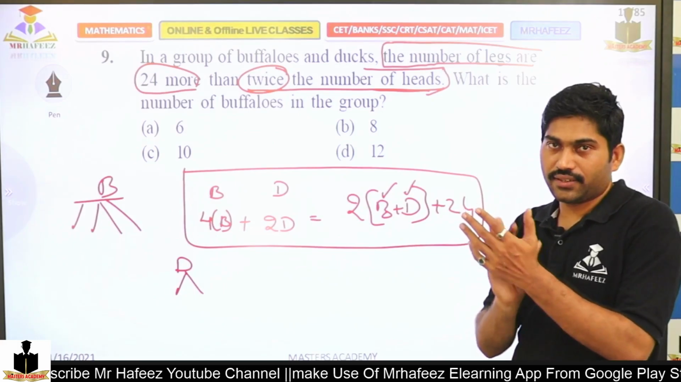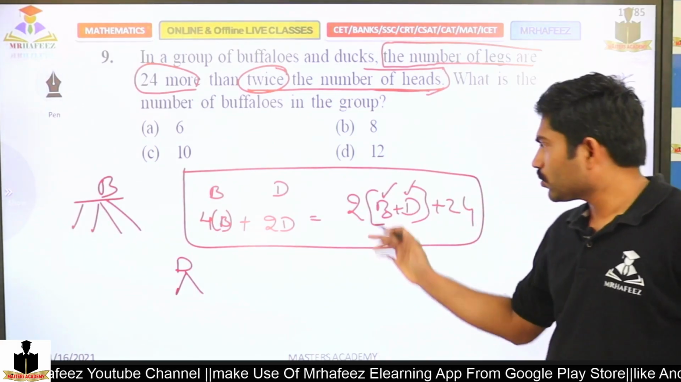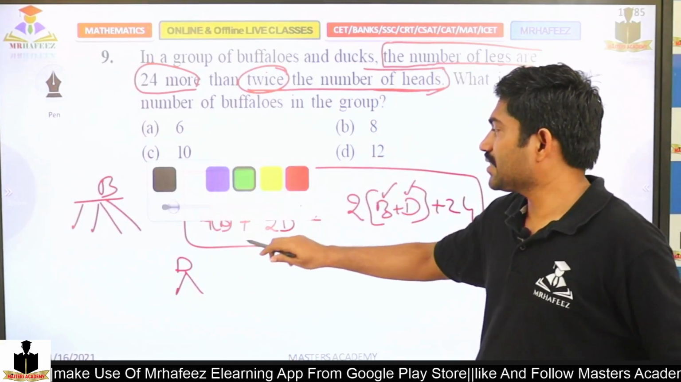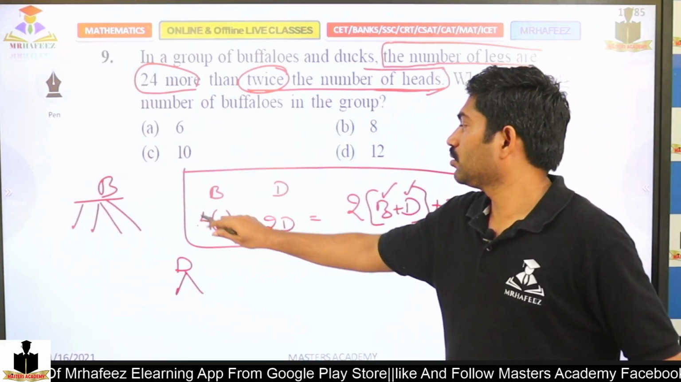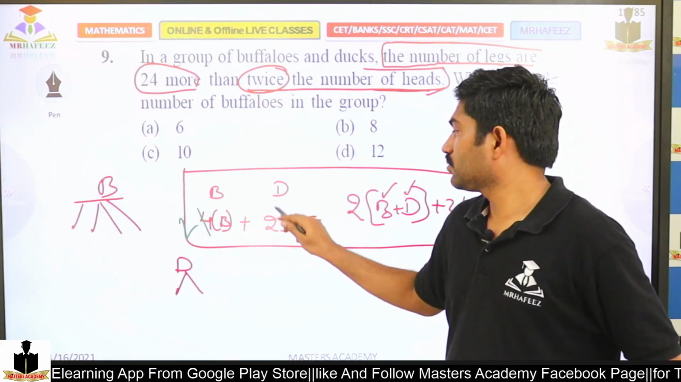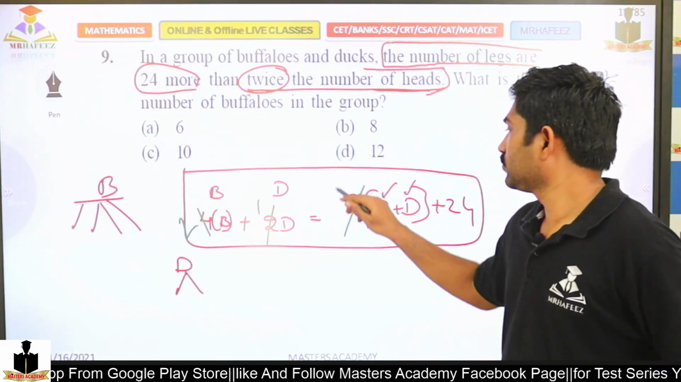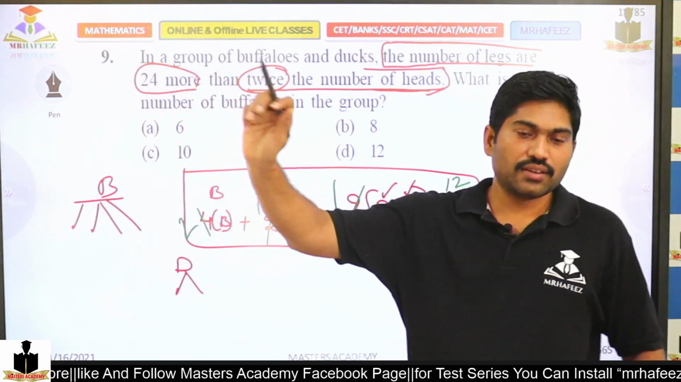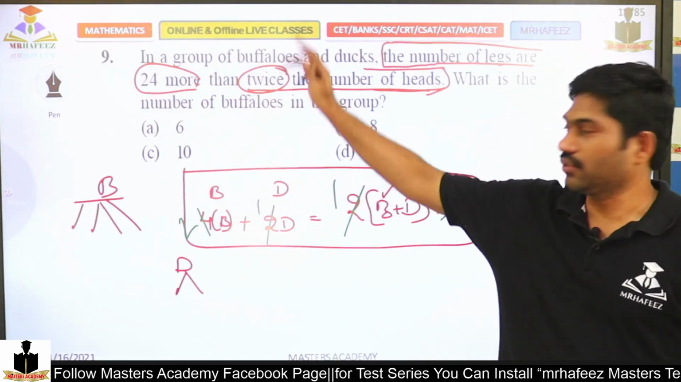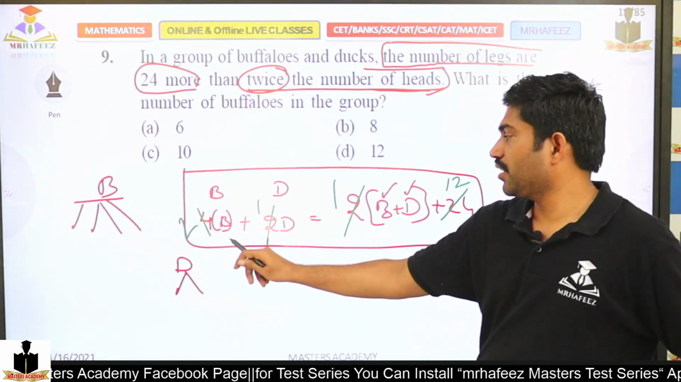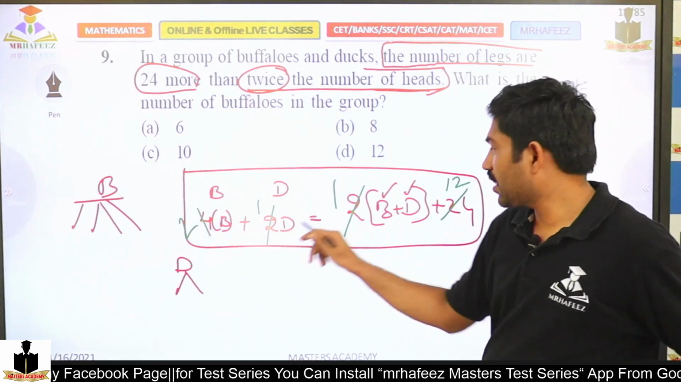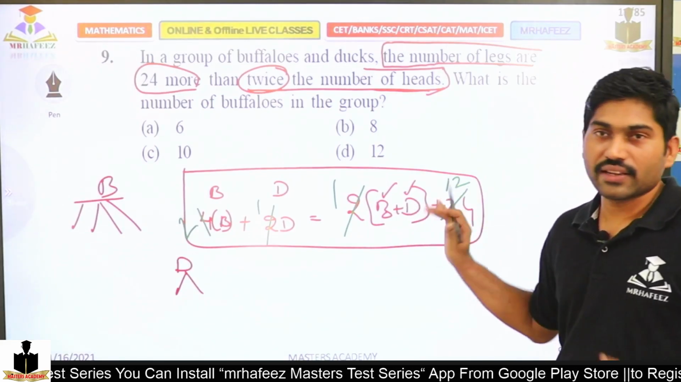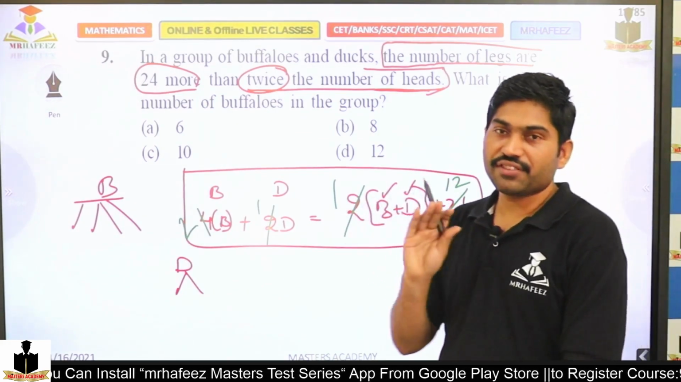Excellent, very good. So now I'll just cancel by using 2. 2 2s are 2, 2 1s are 2, 2 1s are 2, 2 12s are 24. So I just divided by 2 the entire equation. So 2 times buffaloes plus 1 time duck equals 1 buffalo plus 1 duck plus 12. This is the equation.